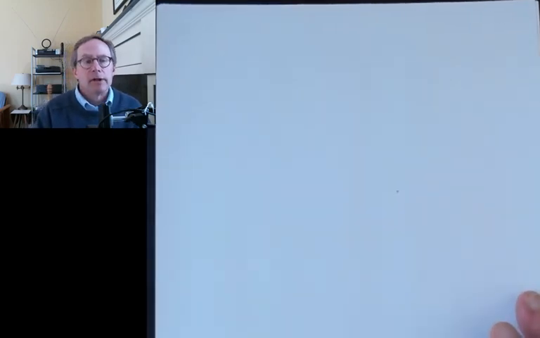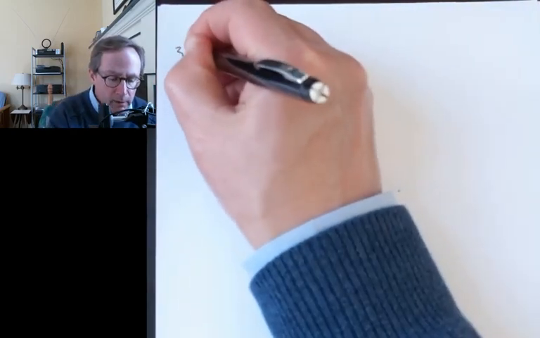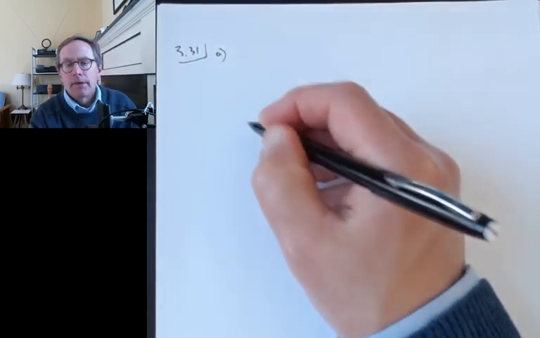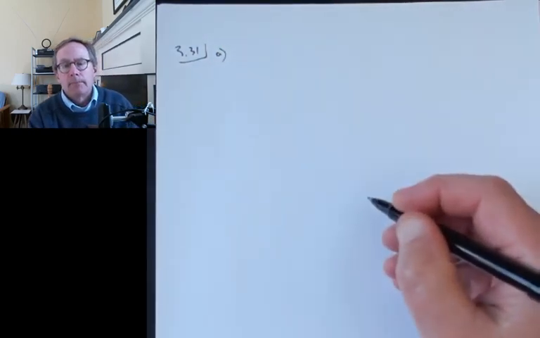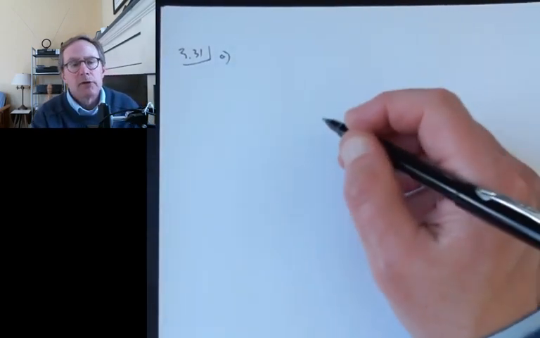Okay, so I'm asked to show, prove or disprove, that G is reflexive, symmetric, and transitive. So I think for this one here, 3.31 A, I'm going to ask the 3 questions. Is it reflexive, is it symmetric, and is it transitive?